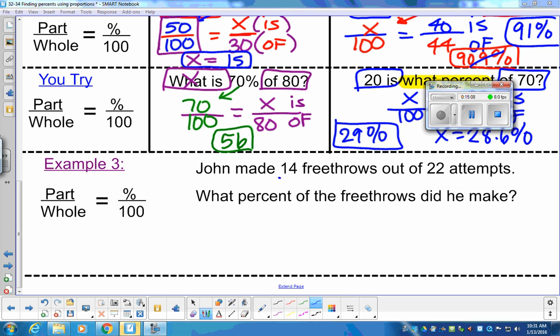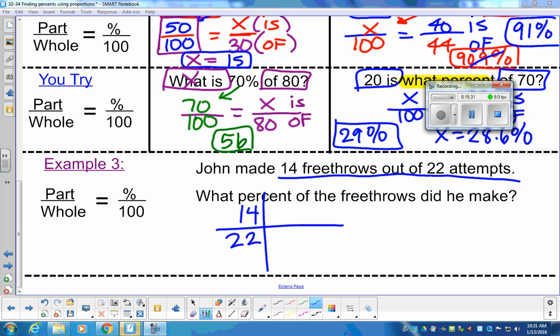John made 14 free throws out of 22 attempts. That is a total fraction situation. John made 14 out of 22 attempts. It is the exact same thing as saying John got a 14 out of 22 on his math test, like we did on the top of the screen. Same thing, it's just a fraction.